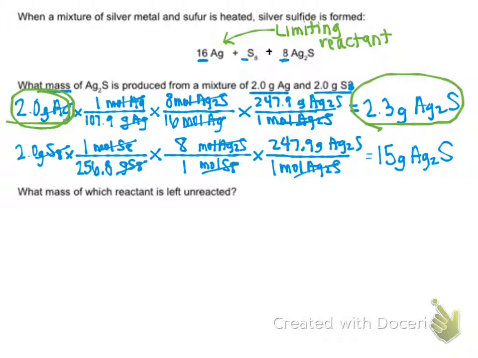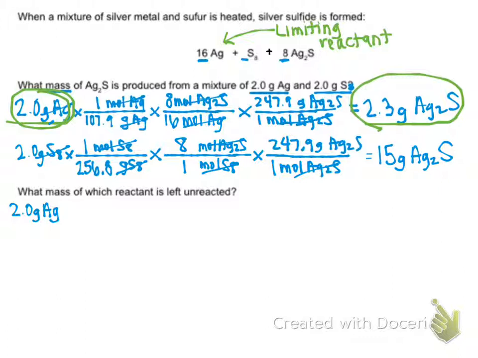So it says what mass of which reactant is left unreacted. So you have to take your limiting reactant and figure out how much mass of S8 it is going to use, and then that can help you figure out how much is going to be left unreacted. So we're taking our limiting reactant, 2 grams Ag, and we're going to try to take it to grams of S8 because we want to figure out how much it's going to use up.